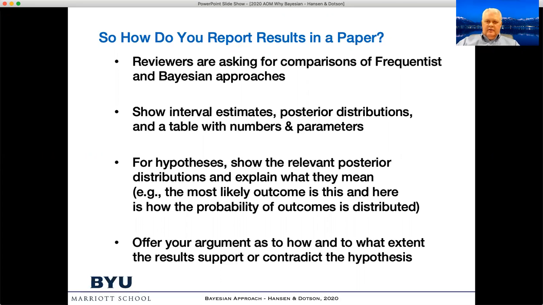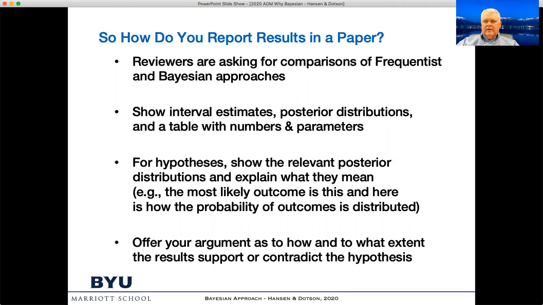With regard to the actual Bayesian output that we show, typically it's the interval estimates, the posterior distribution, and you can also provide a table with numbers and parameters that make the results a little more comparable to frequentist statistics. And this just seems to make people more comfortable to see those things side by side. And many of the statistics that you'll get will be similar. You'll be able to see, yes, this is a look at the same data.